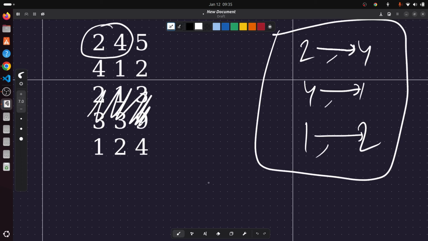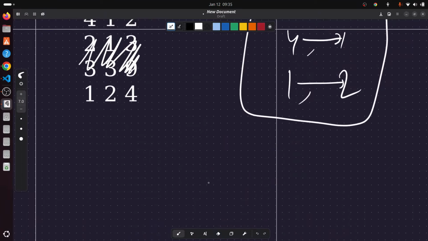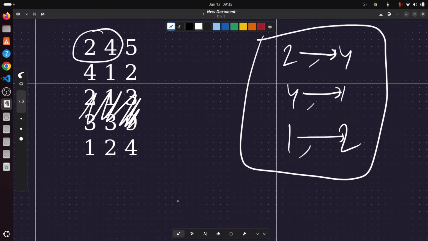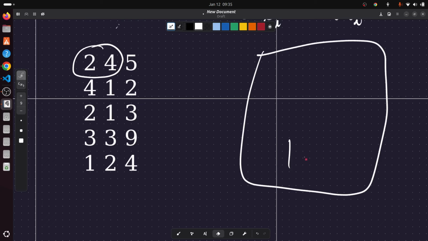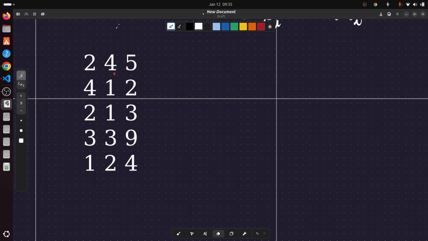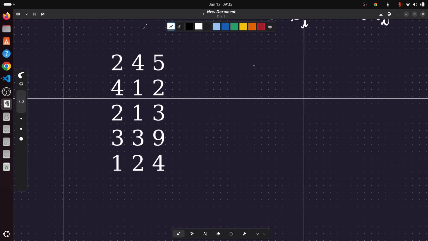Basically what I'm saying is you can model this entire thing as a graph. You can think of n nodes. This input I'll model as a graph. Just look at this idea here, that we have a kind of path: from 2 to 4, then from 4 to 1, then from 1 to 2, and we end up at 2. So that is correct. We can model this as a graph.